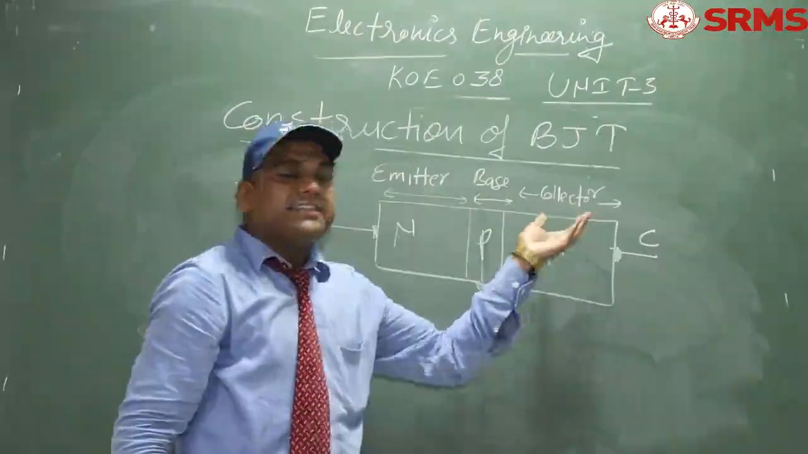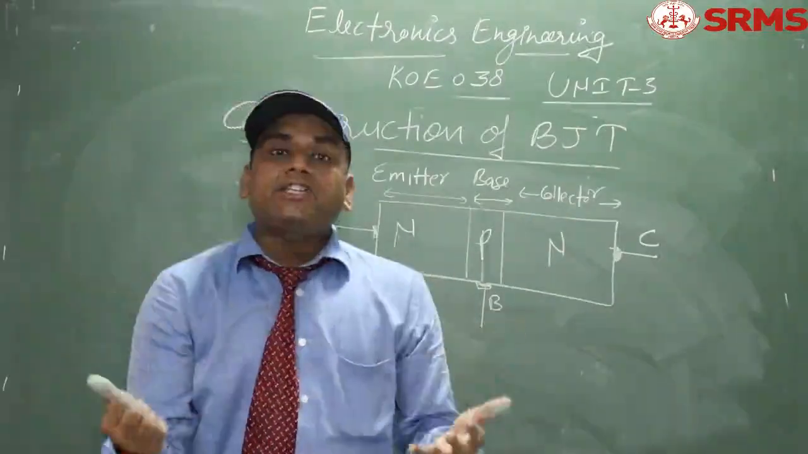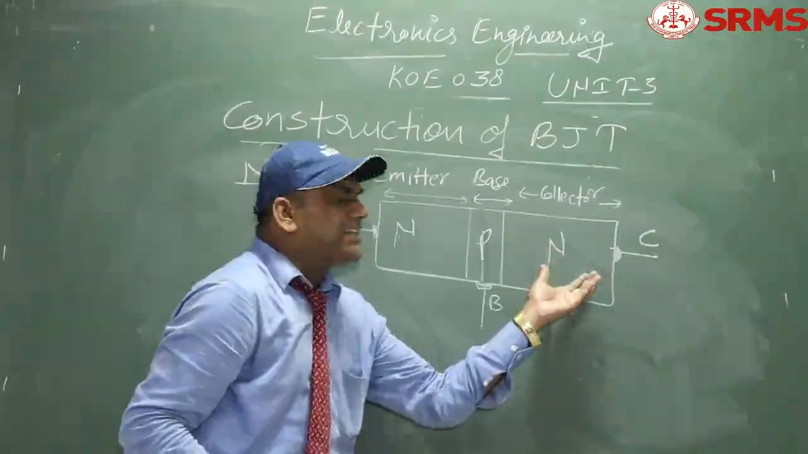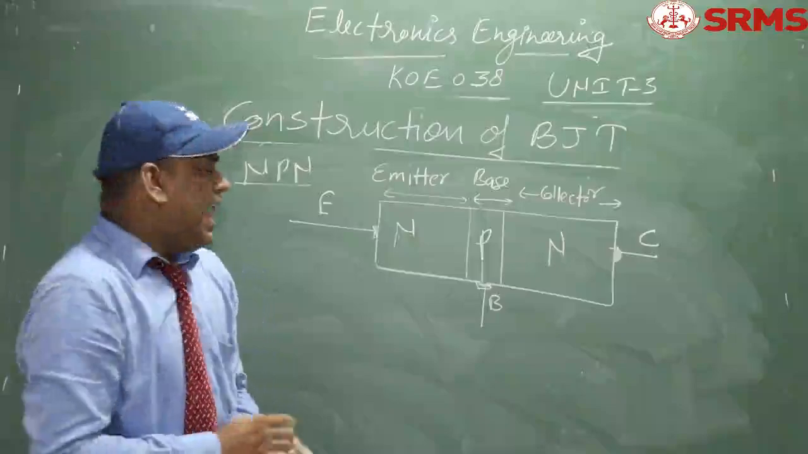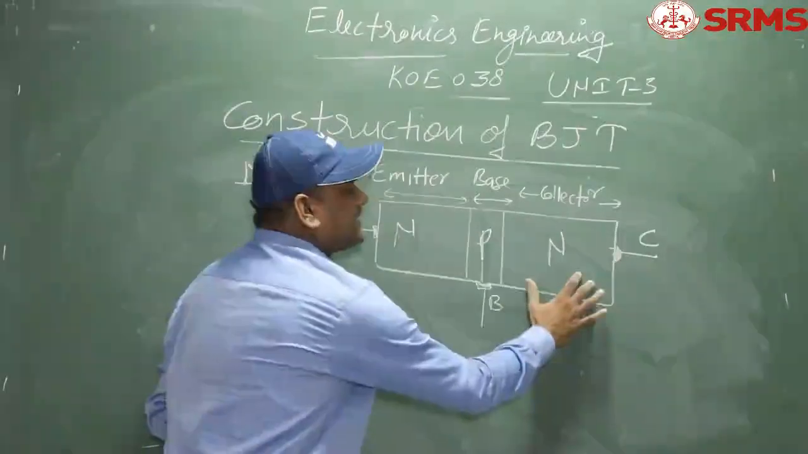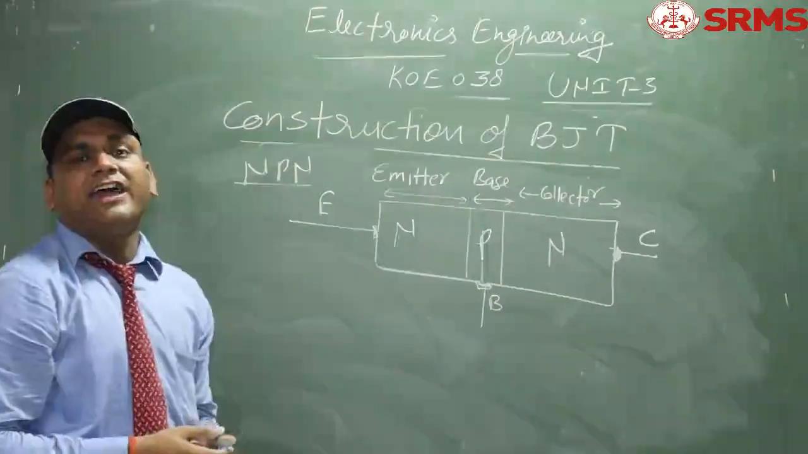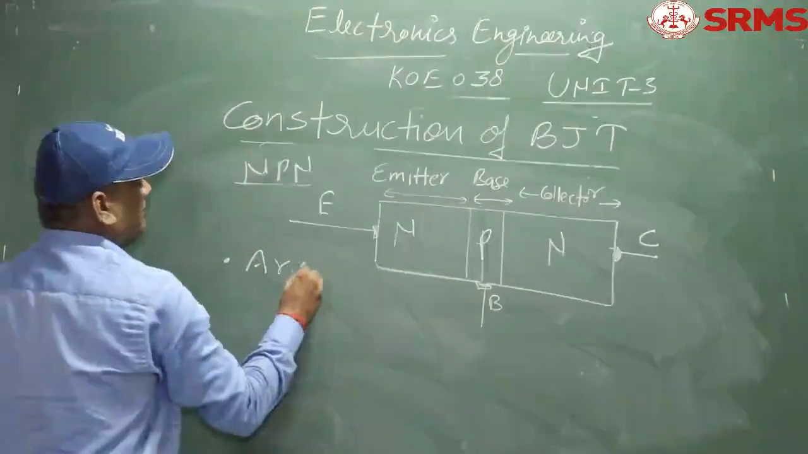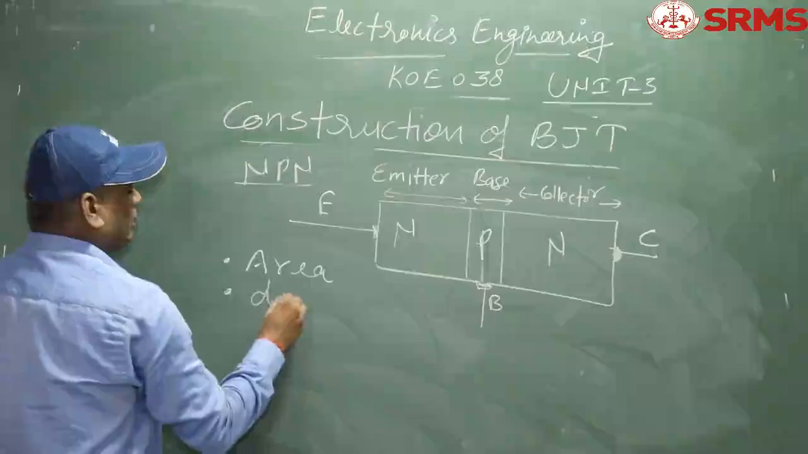Because the collector, as the name implies, has to collect the charge carriers. So the area of the collector must be high. Is that clear? And the area of the emitter is less than the collector, and the area of the base is very less. Now we have seen the area. Now we will discuss the doping.